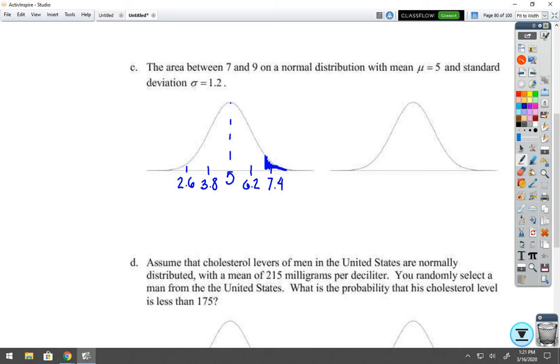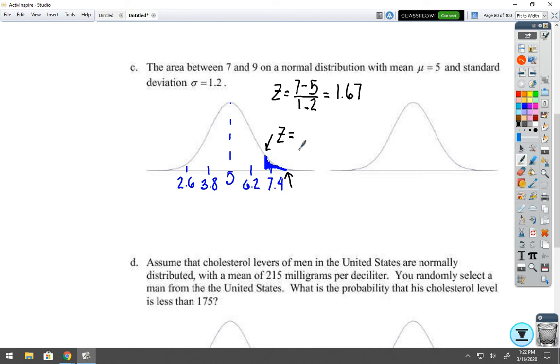We're going to do a data statistic on Z, but can you notice that we're going to need two Z values? We're going to need a Z value for right here, and we're going to need a Z value for right here. So let's do the first one. Let's take the Z value of 7. That's our data point. Let's subtract our middle, which is 5. Let's divide by our standard deviation of 1.2, and let's get 1.67.